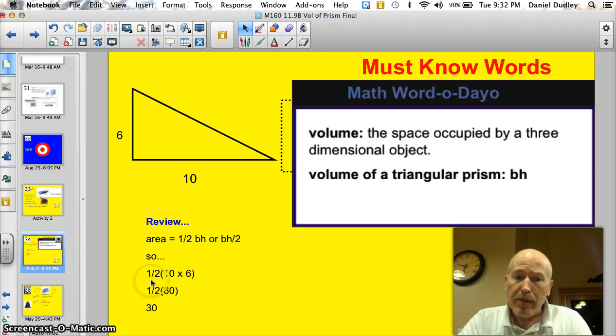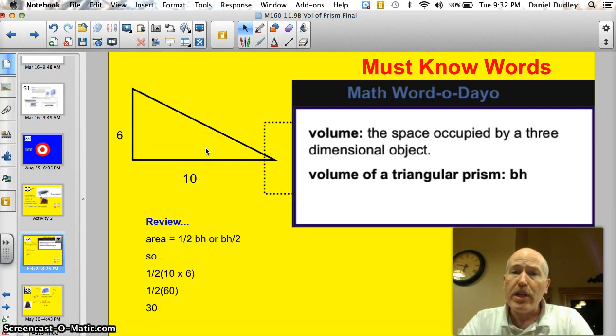So plug my values into my formula. So 1/2 base, which is 10, times 6, which is the height. Now, I've got 1/2 of 60. If I just left that at 60, that would be the area of this entire rectangle here. We need 1/2. That's why we multiply by 1/2 or divide by 2, and so 1/2 of 60 is 30. So the actual area of this triangle would be 30 units squared.